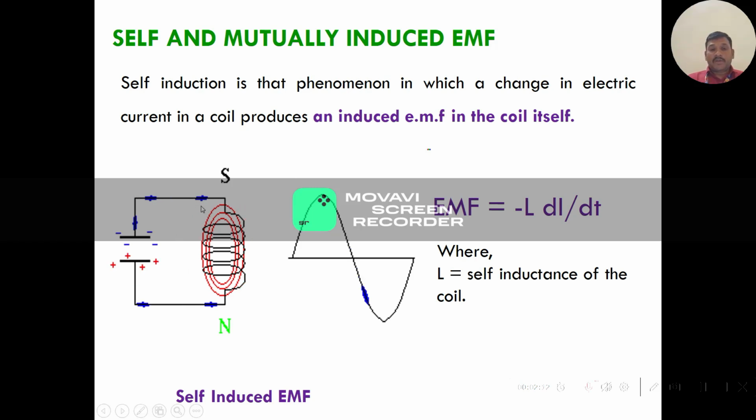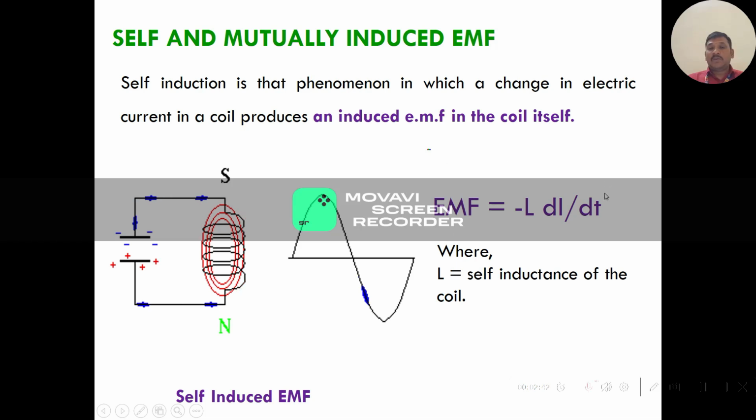Whenever we energize a coil, it makes a current flow, and that current develops a magnetic field, and the magnetic field produced by this coil cuts the same coil. As per Faraday's law, whenever a magnetic flux cuts a coil, there will be an EMF. Based on that, it develops a self-induced EMF in the coil.